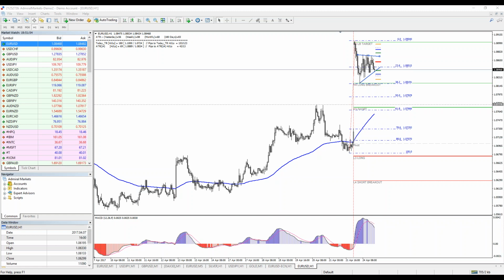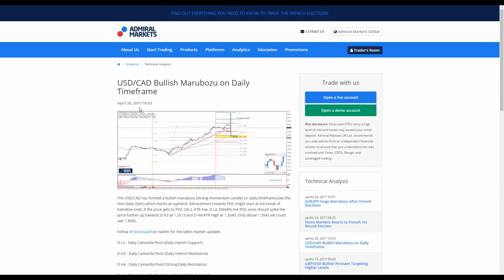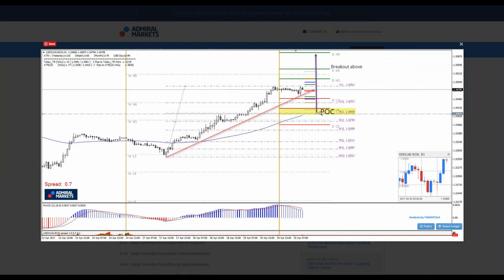Okay, so this was the setup that I did on April 20. I hope that, as I said, you took the setup, and if you took it, you would be in profit. Let me show you. Bullish Marubozu on daily time frame. Here, analytics, technical analysis, April 20. Price went there, it rejected, guys, and you should have been in profit.